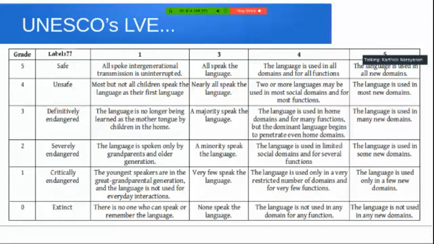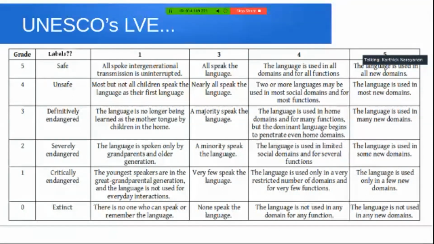So now, for grade 5, which is safe, they assume that it should be universal. So if all speakers speak the language, if intergenerational transmission is uninterrupted, then the language is safe. Again, the same thing if you come to absolute number of speakers. If everyone in the community speaks that language, then the language is safe. Again, if you look into domains, if everyone uses the language in every domain, again, the language is in universal use, then it is completely safe. Now, if you look at extinct languages, it is nil. So the distinction between the 5 and 0 is basically universal to nil.